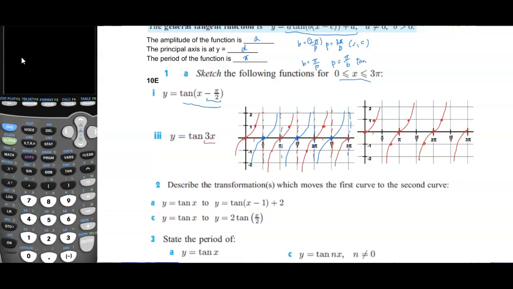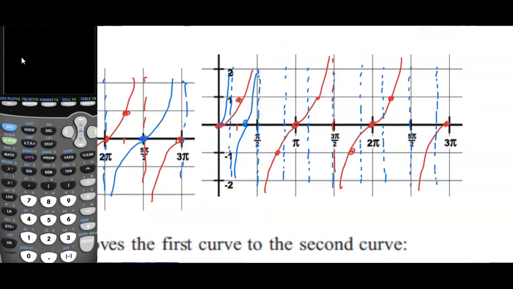And then this here is saying we're going to do a horizontal stretch or compression. B equals 3. If B equals 3, let's find out what the period would be. It would be pi over B. So pi over 3. So now what I did here is I zoomed in, and now I'm going to take all my red asymptotes, and I'm going to make them 3 times as frequent.